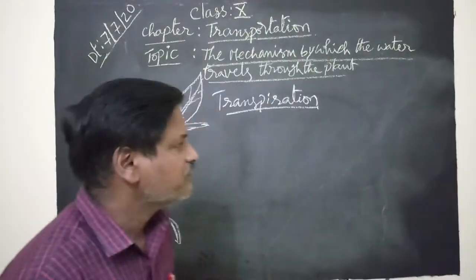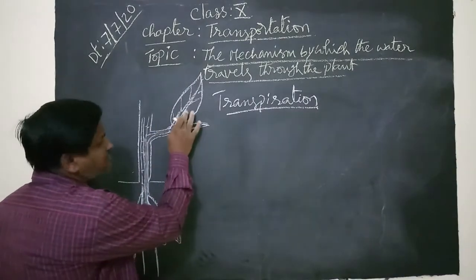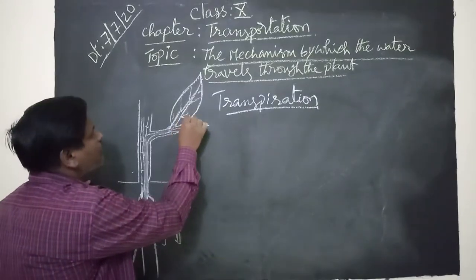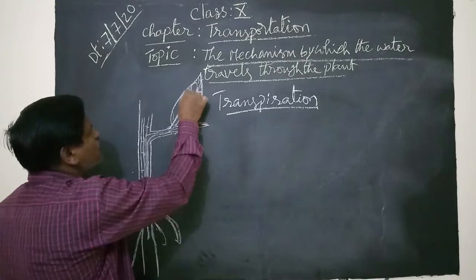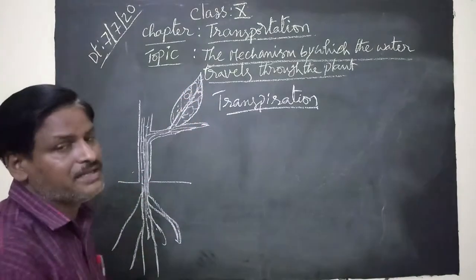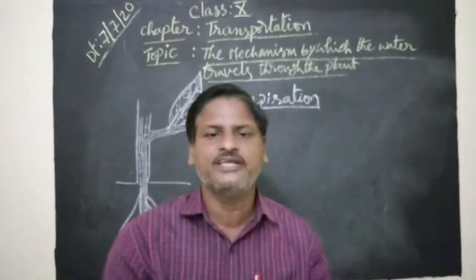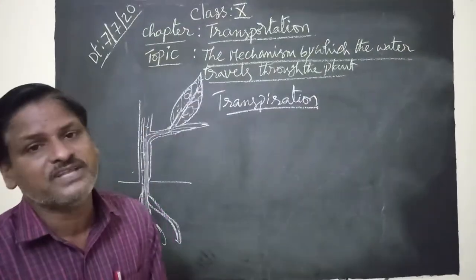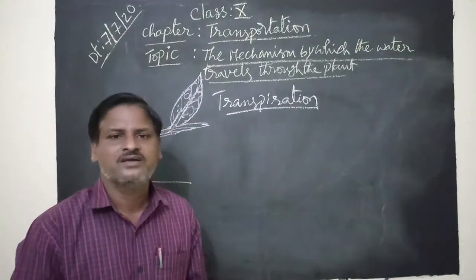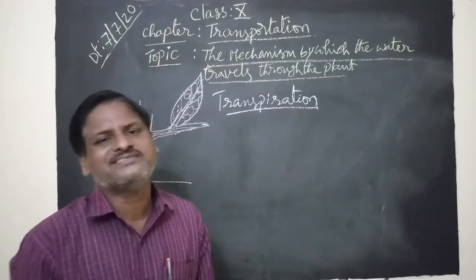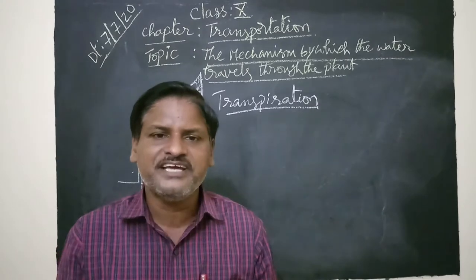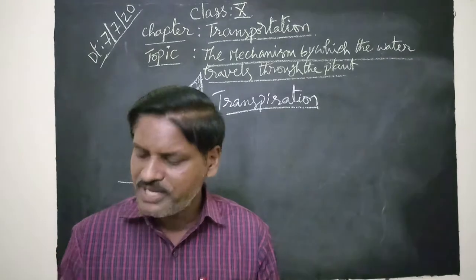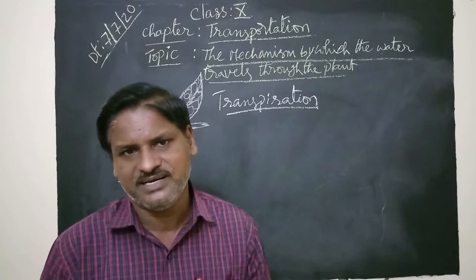Here, if you see, this is the leaf, and in the leaf, cells are there. Particularly, in the internal structure of the leaf that we learned in the first chapter, mesophyll cells are there. Below the mesophyll cells, air spaces are there. Below those air spaces, the stomata is there, that means an opening out into the atmosphere, children.